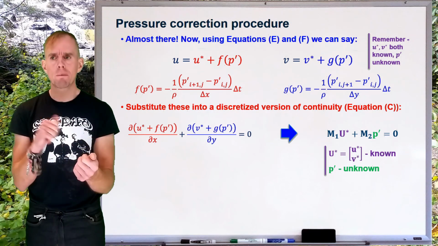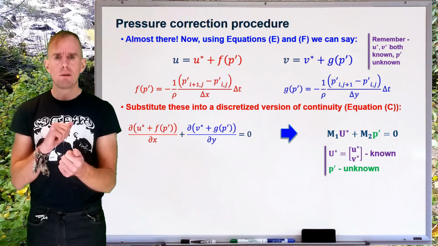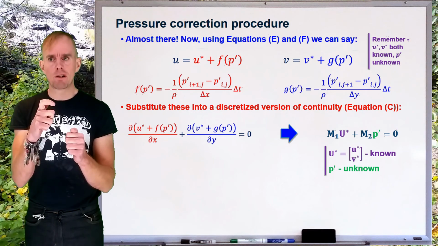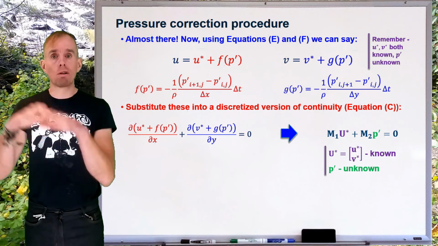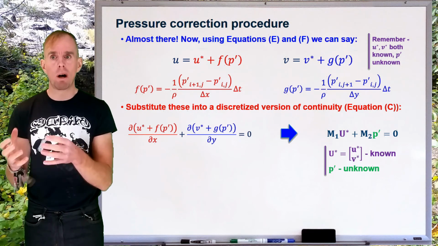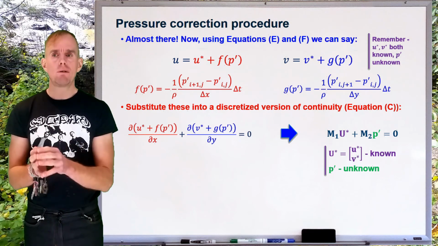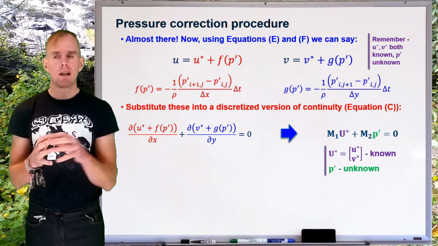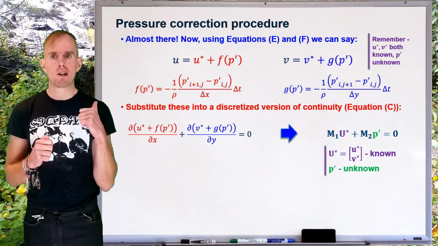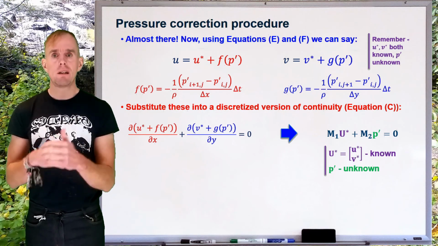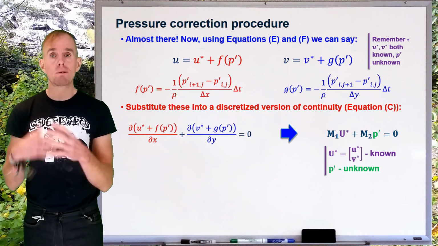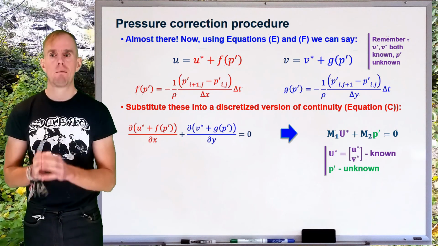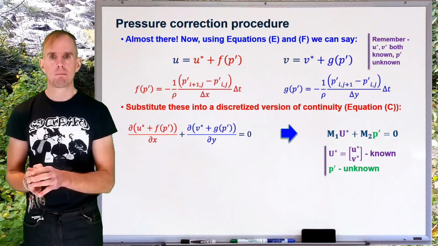And if we look at what pre-multiplies u star and v star at the various nodal positions, we'll have various things involving delta x and delta y, all of which we can put into a matrix M1. So M1 U star is effectively the parts of the continuity equation using the guessed x direction and guessed y direction velocity suitably discretized, and of course we know that information because we know u star and v star.